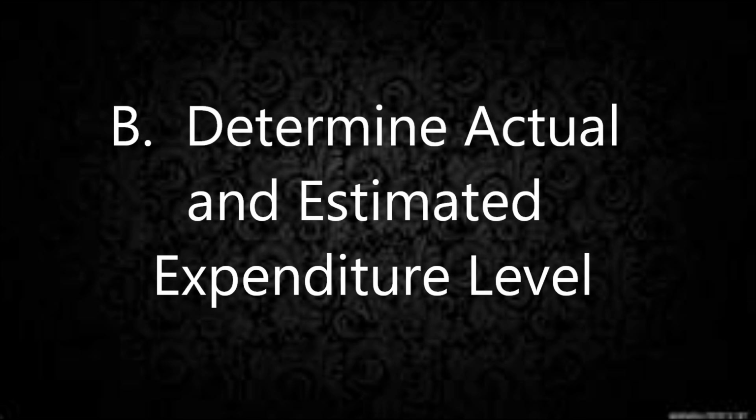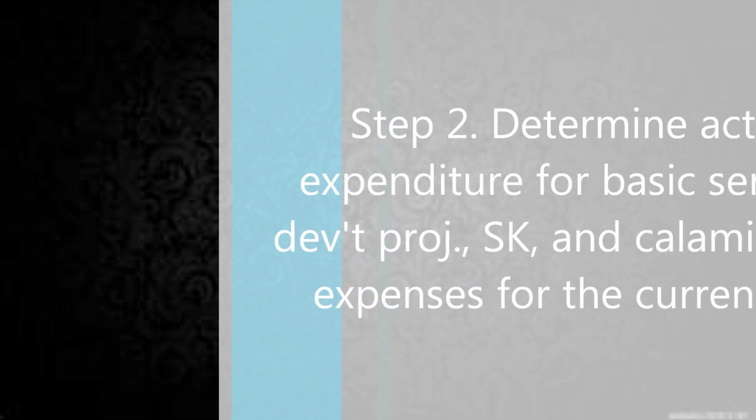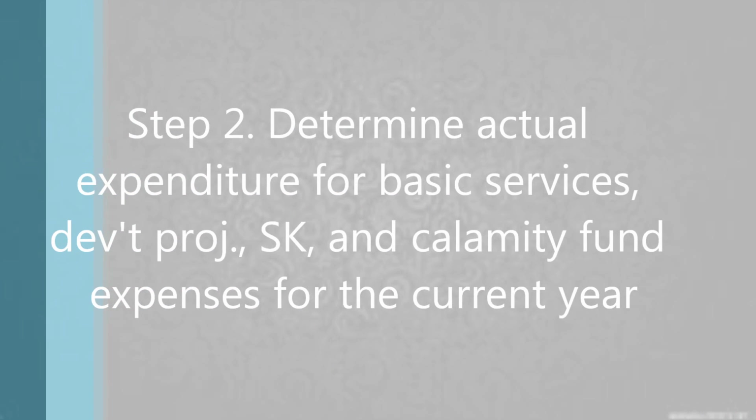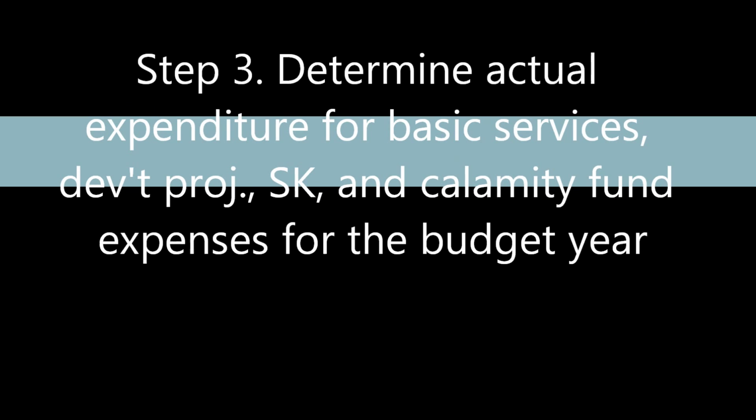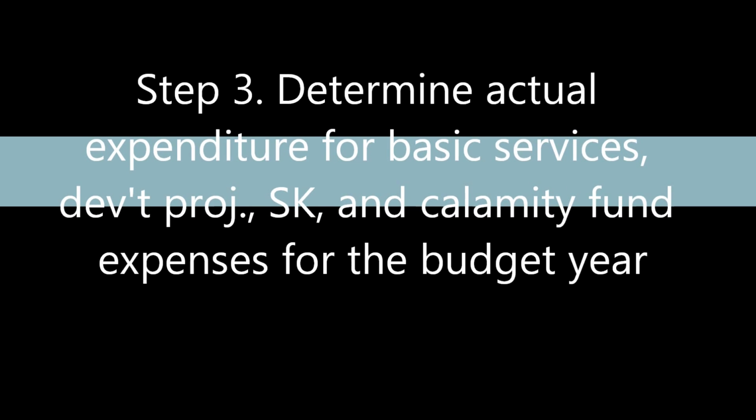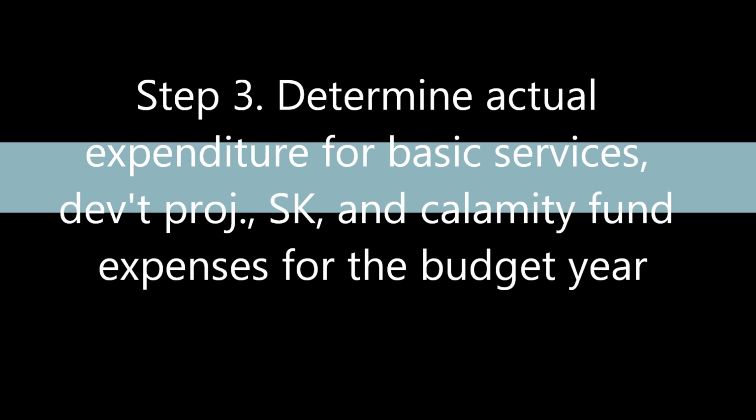Determine actual and estimated expenditure level. So, first step, determine actual expenditure for basic services, development projects, SK, and calamity fund expenses for the past year. Step 2. Determine actual expenditure for basic services, development projects, SK, and calamity fund expenses for the current year. And lastly, estimate expenditure for basic services, development projects, SK, and calamity fund for the budget year.